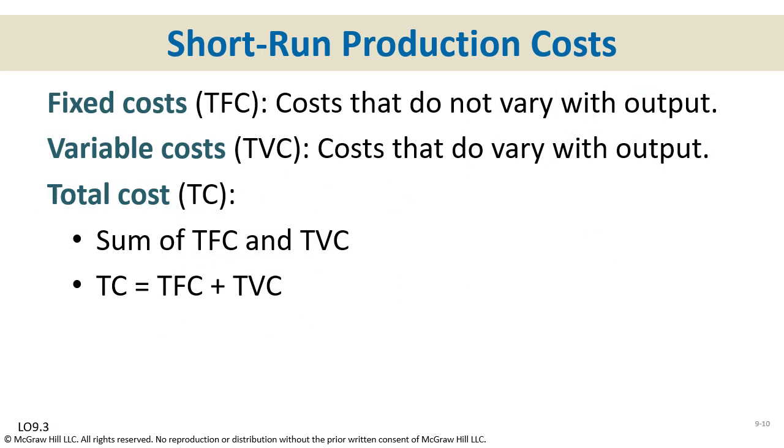Let's take a look here. Fixed costs are costs that don't vary with output. The rent you spend on your factory, for instance, is a fixed cost. Regardless of how much you make in your factory, you're still going to have to pay that amount in rent. So that's considered a fixed cost. Variable costs are costs that do vary. If you make more and now you have to pay people overtime, that's a variable cost.